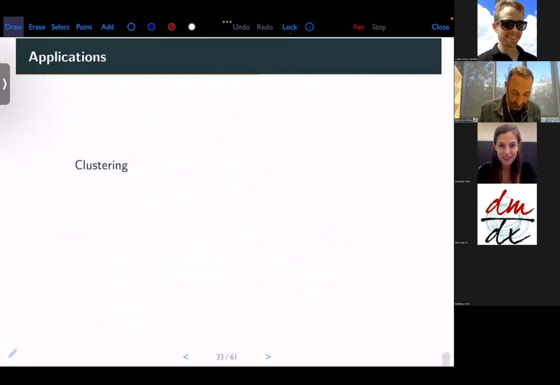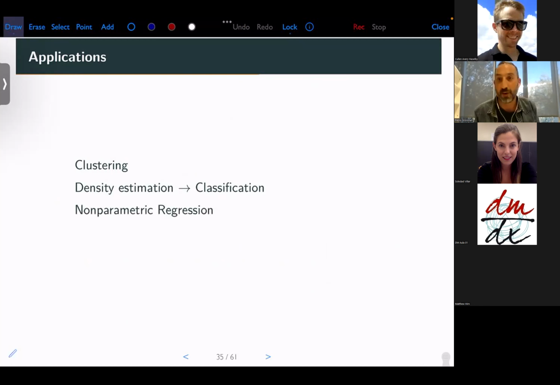Okay, let's continue. So what can we do once we have defined this distance, and we know that our metric spaces computed with the sample converge to the metric space defined by the manifold with the density? We can use this for clustering. We can use this to do density estimation that leads to classification, for example, based on this notion of distance. We can do non-parametric regression. We can do optimal transport on manifolds. We've been working on one of these, and we're still working on others.